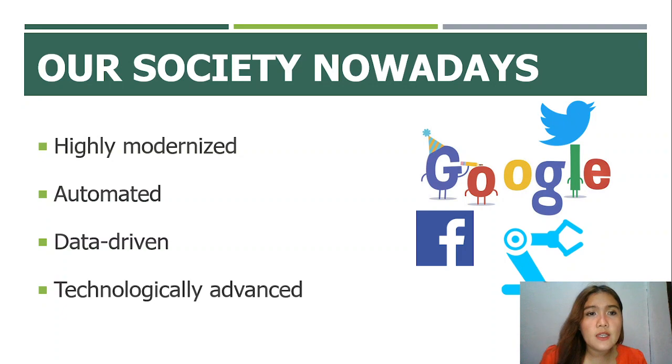So our society nowadays is highly modernized, automated, data-driven, and technologically advanced. That best describes our society nowadays, as evidence of how information can be transferred or shared quickly. So I prepared a short video, a day living in a smart home. See how fast the information transfers.